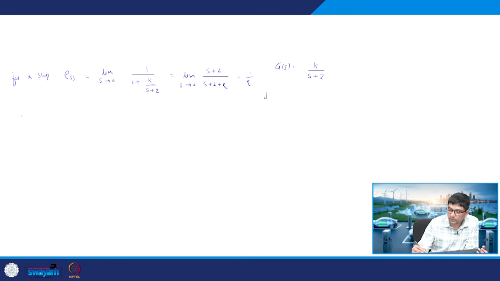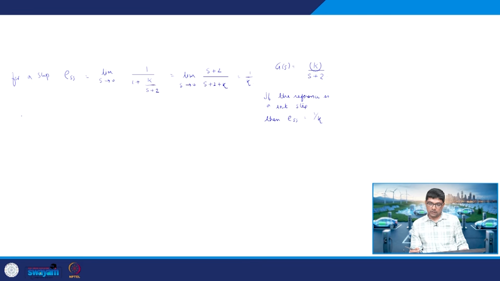So if the reference is a unit step, then the steady state error is 1 over some K. Maybe this is a variable, right? Okay, now how do I reduce the steady state error? I can increase K and reduce the steady state error. Can I make it 0? The answer is no, because I cannot really increase K infinitely to arbitrarily large numbers.